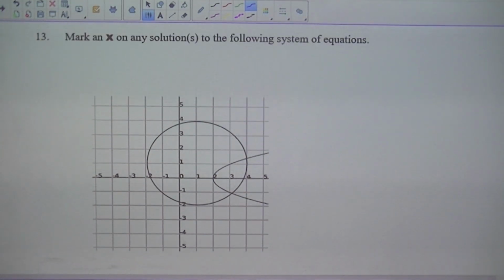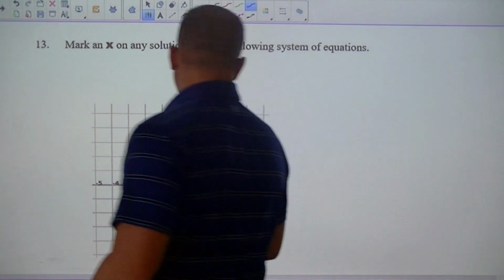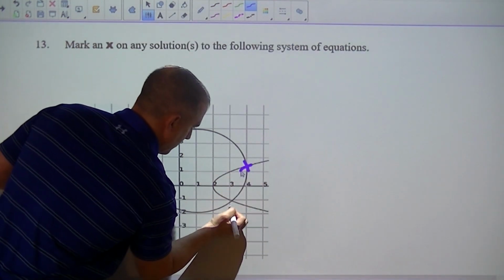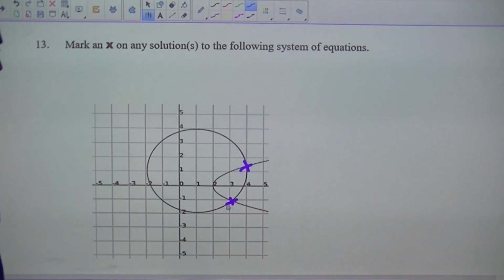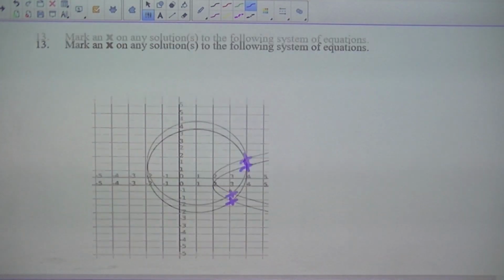Okay, it says mark your solutions. Our solutions will be where the intersections are. So here and here. Okay, don't outthink yourself on that.